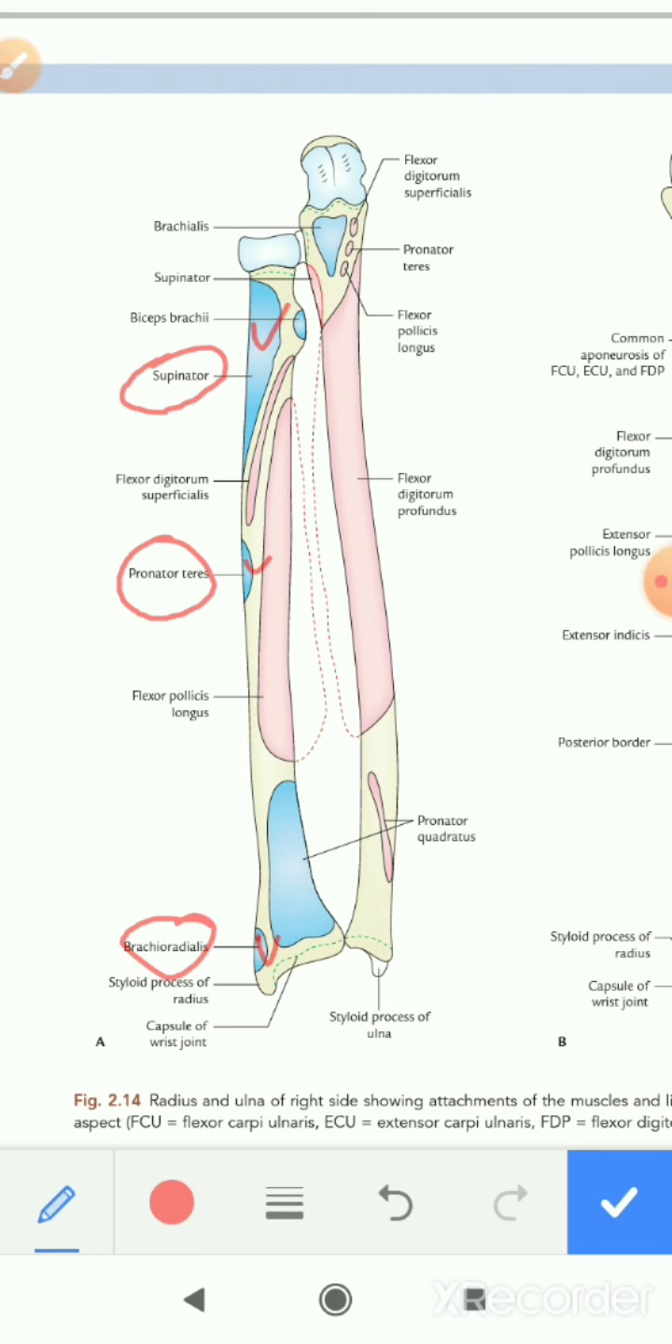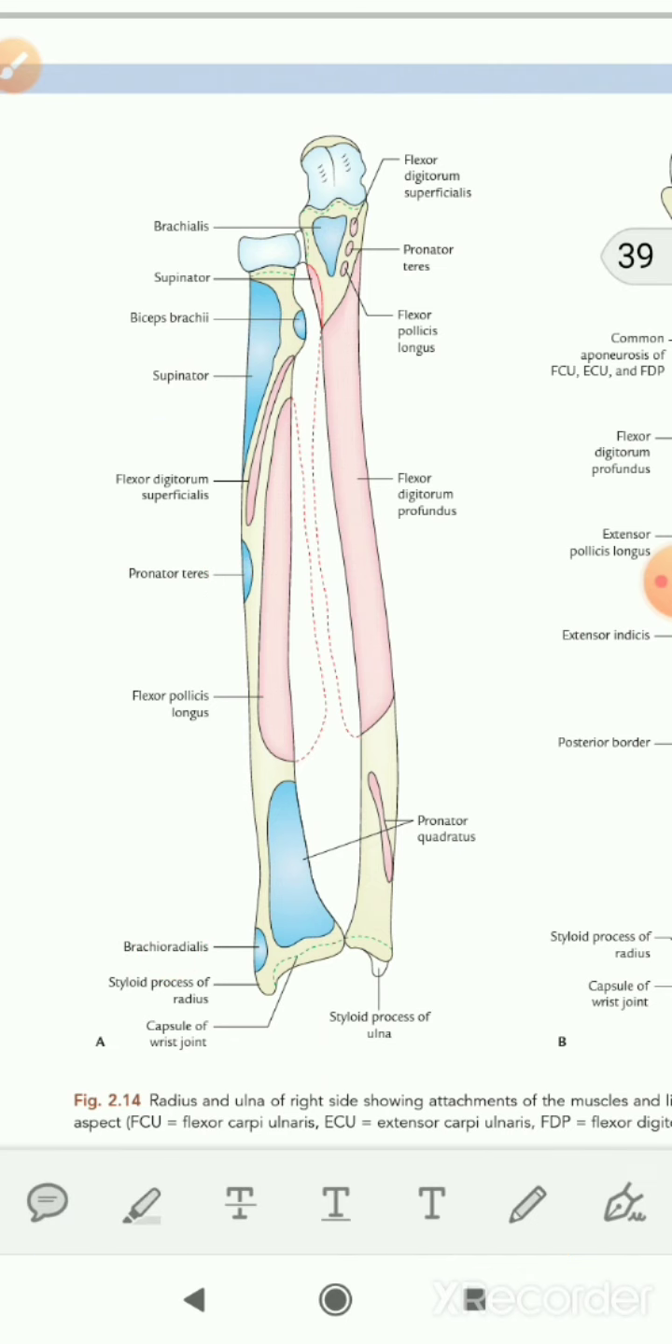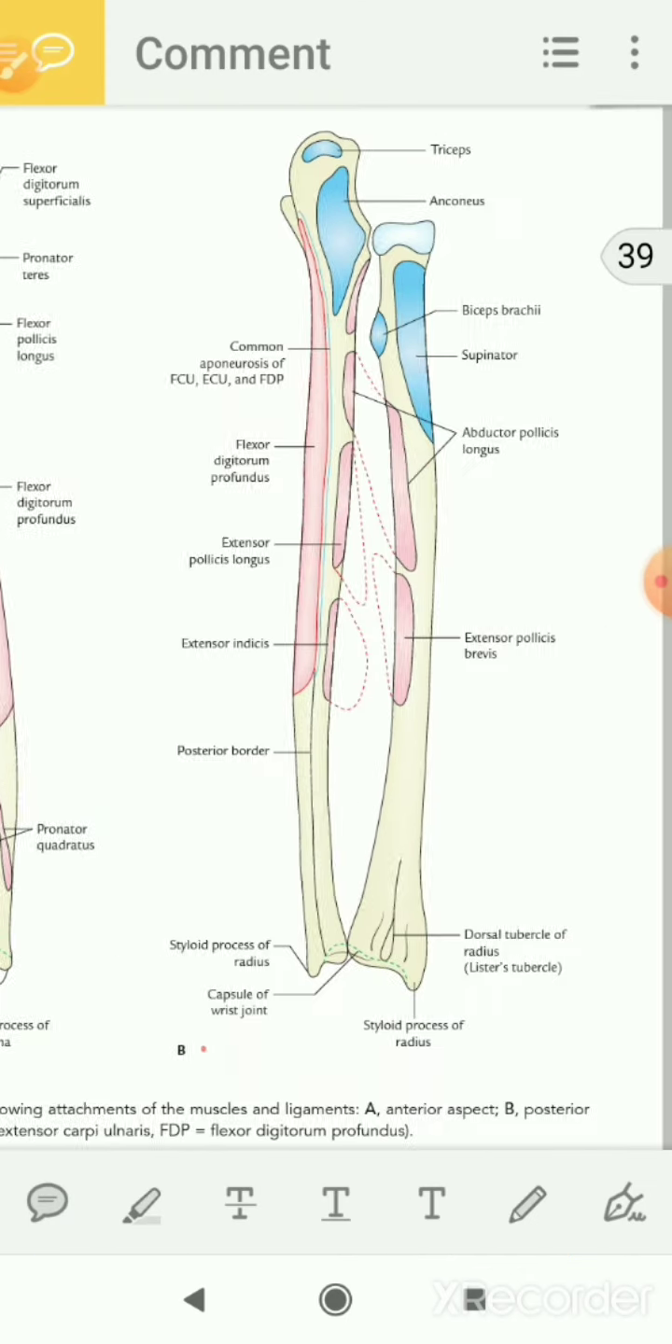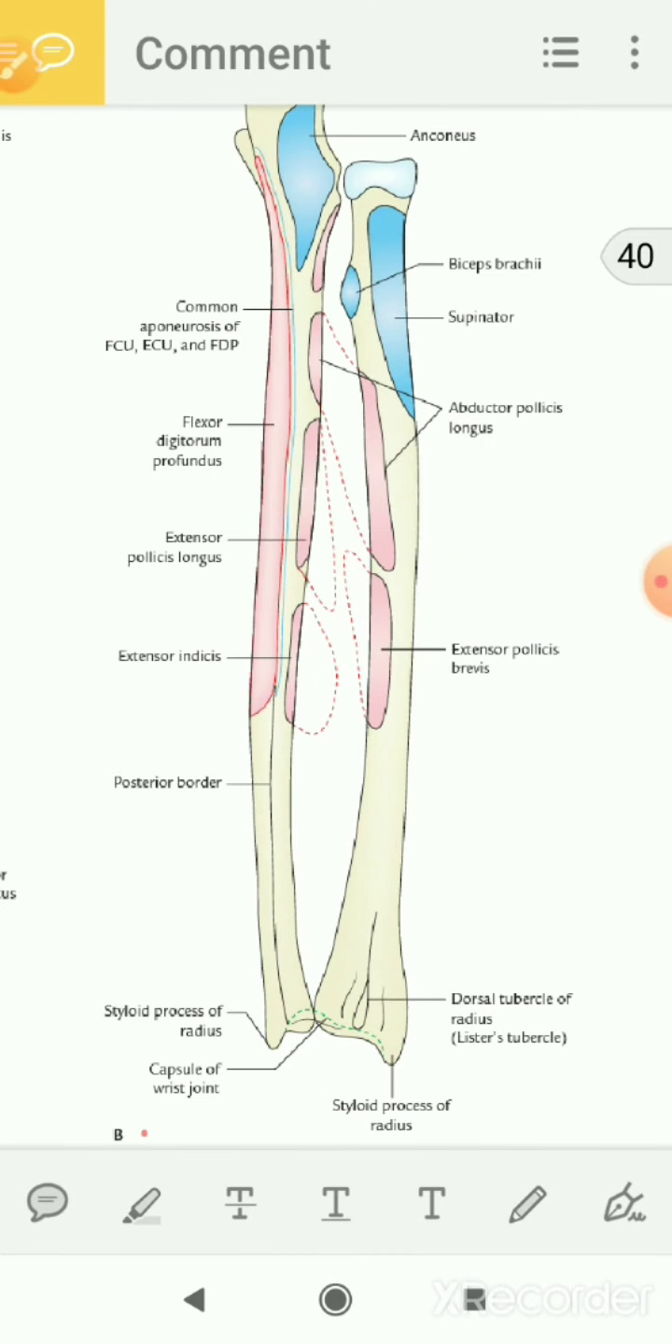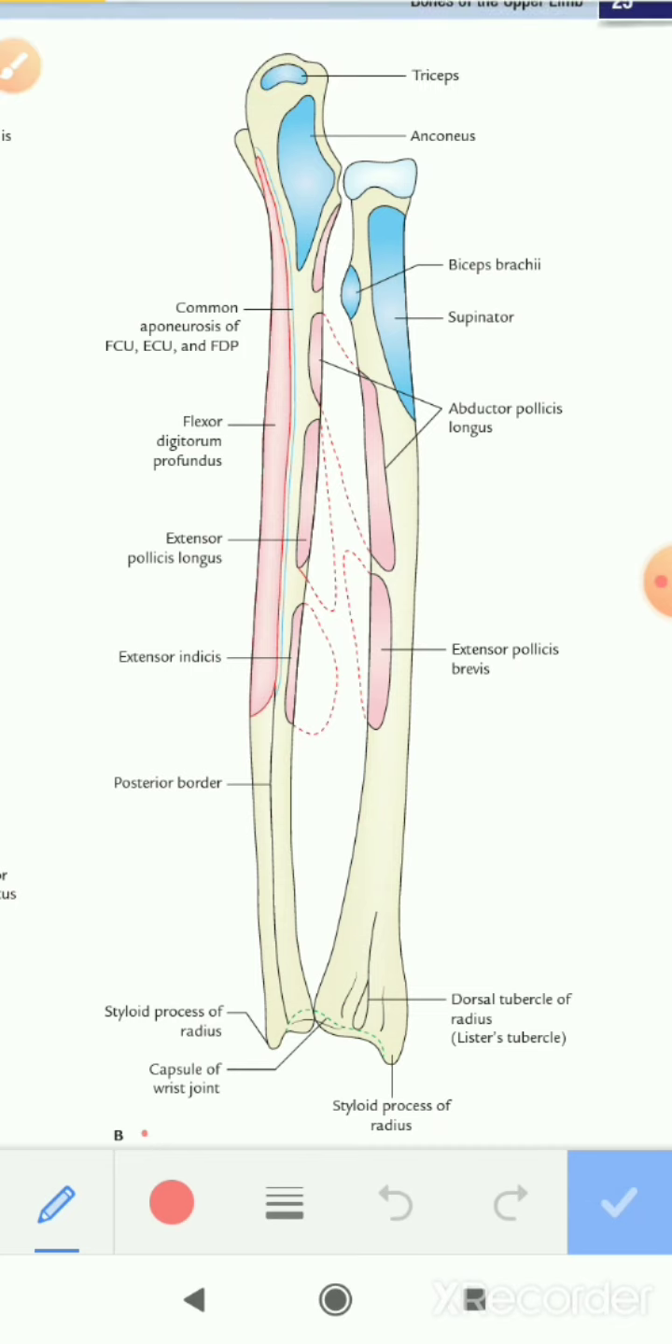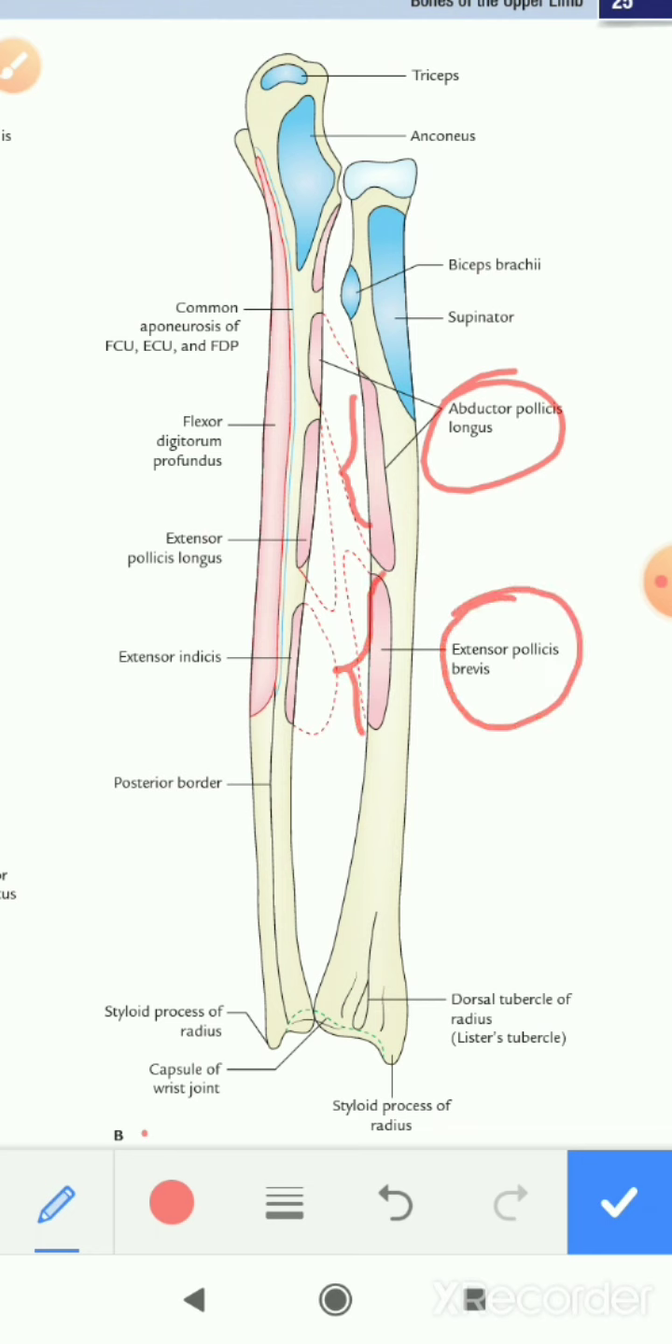Then come to the posterior surface. In the posterior surface, in the middle one-third, there is origin of the abductor pollicis longus. This is abductor pollicis longus, this muscle. And in its lower part, there is origin of the extensor pollicis brevis muscle. This is extensor pollicis brevis. Okay. There is no other muscle attached in the posterior surface.